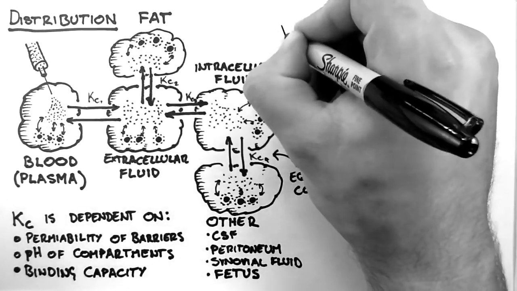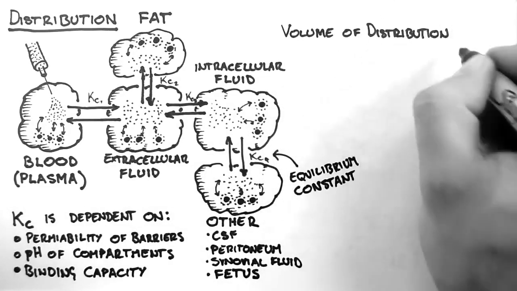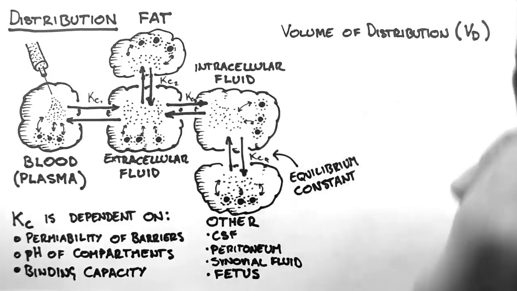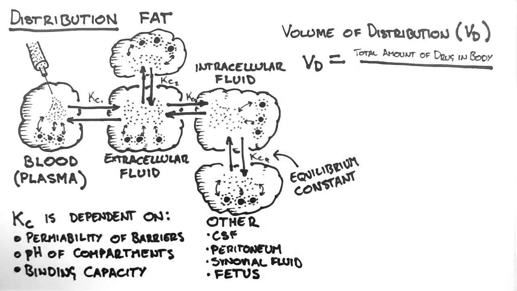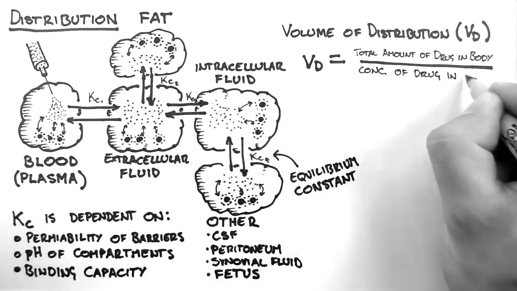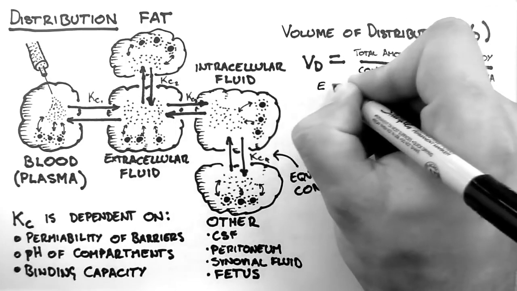Now I'm going to talk about the volume of distribution, which, depending on the level of pharmacology you need to know, may or may not be important. The volume of distribution, denoted Vd, is a property of the drug which shows how much drug needs to be within the body to get a certain concentration in the plasma. It is defined as the total amount of drug in the body divided by the concentration of drug in the plasma. I'll give you an example of how it might be used.